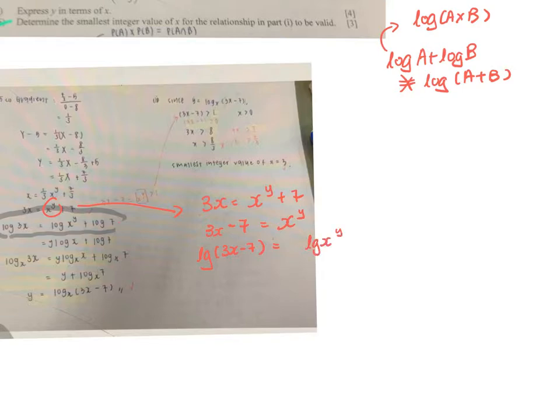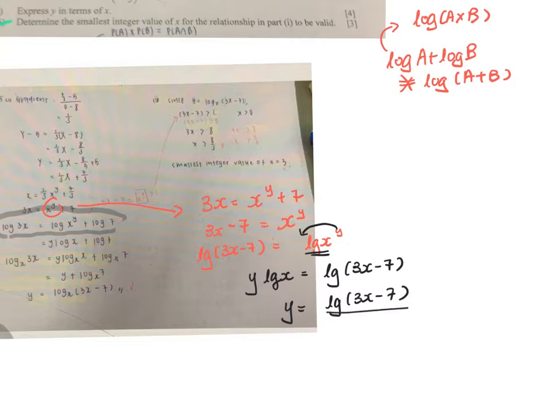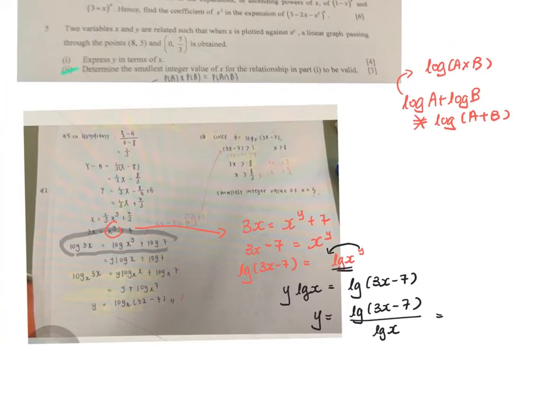Now in fact, this y can come down by the power law of logarithm. We can bring down the y. I'm going to write it on the left hand side. Sorry, I wrote it wrongly. This is basically y log x. So log x to the power y is the same as y log x, equals log 3x minus 7. Now this is y equals log 3x minus 7 over log x, and that is basically y in terms of x.